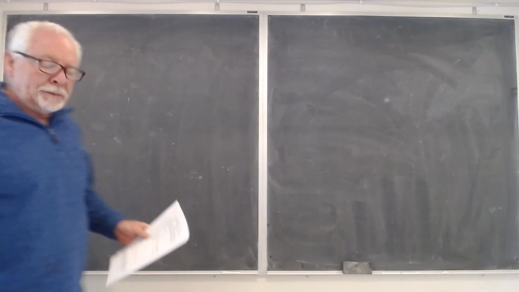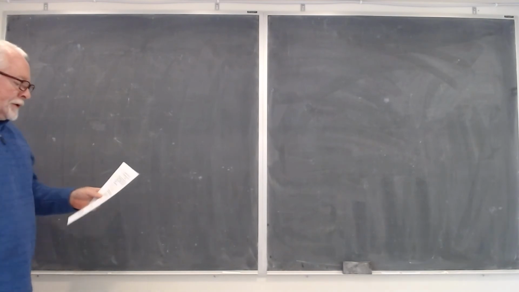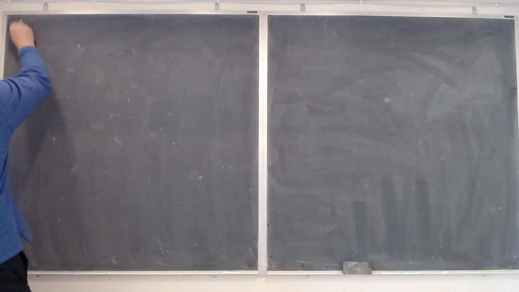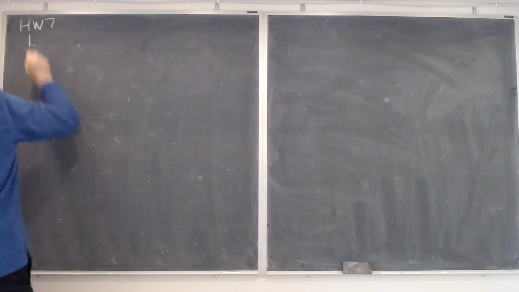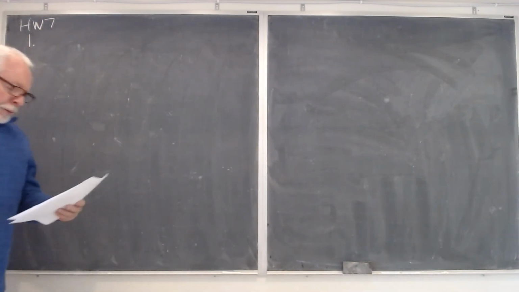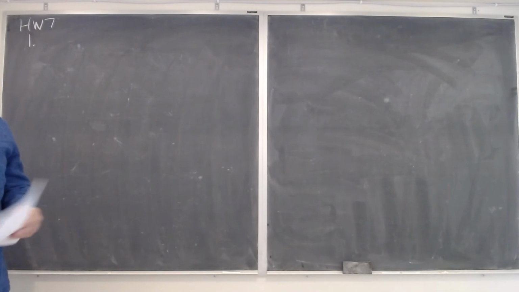Hi class. Okay, so today we're just going to go over homework 7. And problem 1 was to come up with a formula for the maximum voltage a solar cell can deliver.